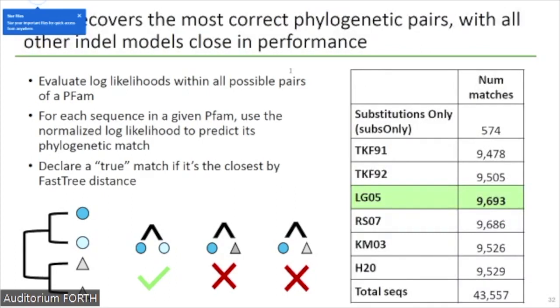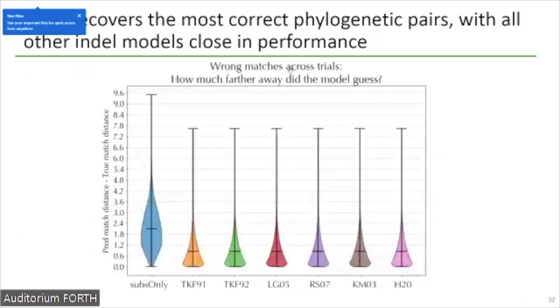What we find is that all the indel models perform similarly. The LG05 and the RS07 give us our greatest number of total matches, but if we look at the pairs that our models got wrong and ask how far away did you guess from that original match, all of these models tend to perform very similarly. If they get a wrong guess, then they guess a similar distance away.